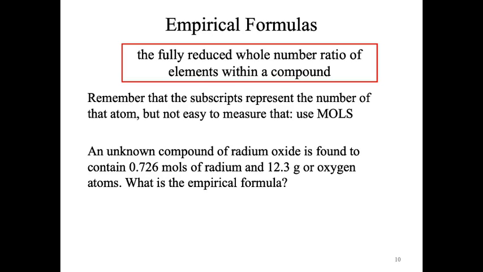An unknown compound of radium oxide. So right out of the gate, we're going to question this. What is the issue with looking at radium oxide? What is the symbol for radium? Ra, fantastic. Way to break down the name of radium and come up with a wild guess. And it happened to be correct. What is our symbol for oxide? O.